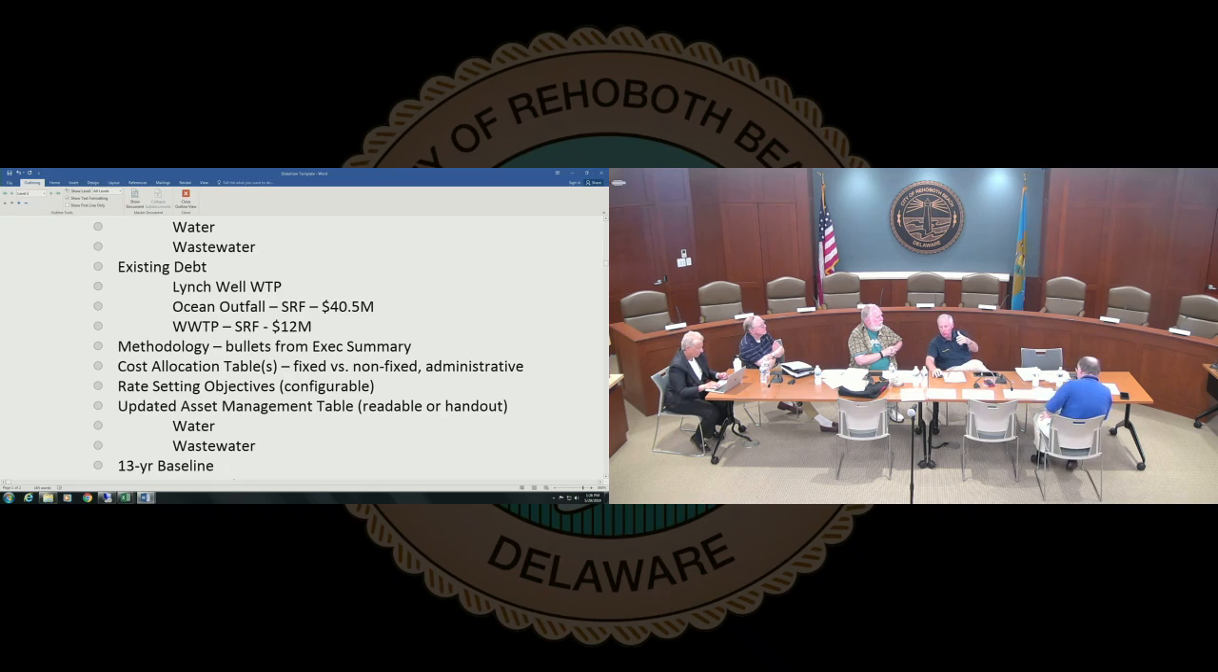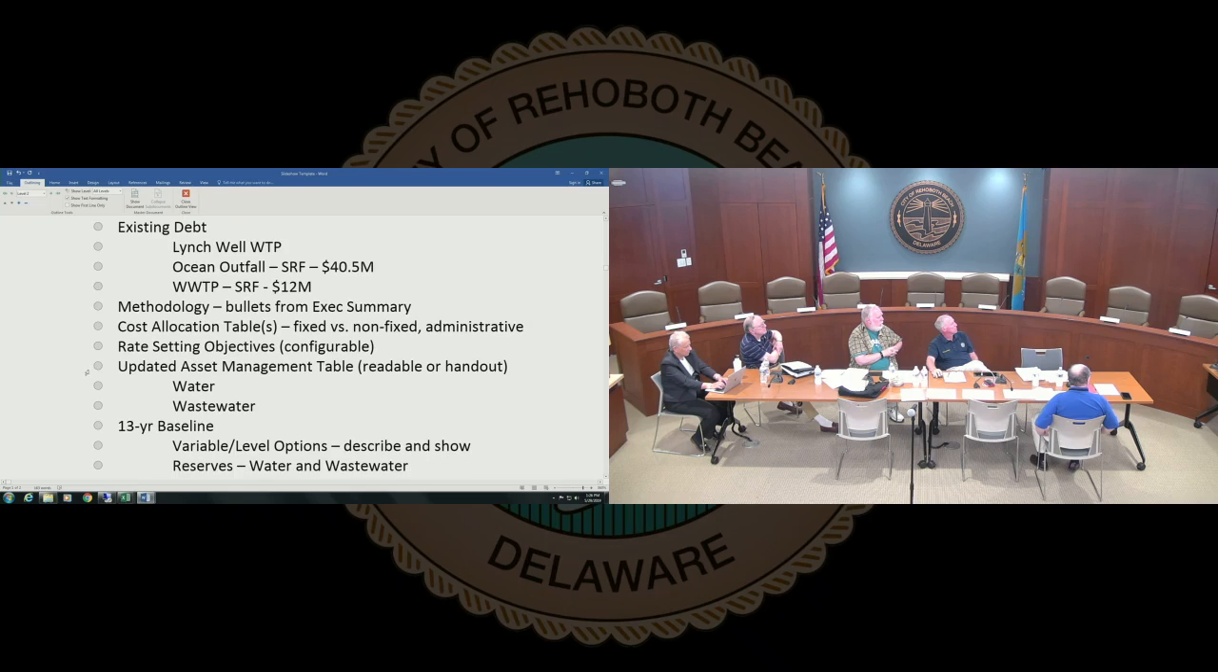Go to the rate setting objectives, that tab of the workbook where you could have all those configurable variables that you could plug in, so we could look at all the various options out there, the different options that we had, and how we came to those. Have a snapshot or talk to the projects and expenses, for both the water and the wastewater side.